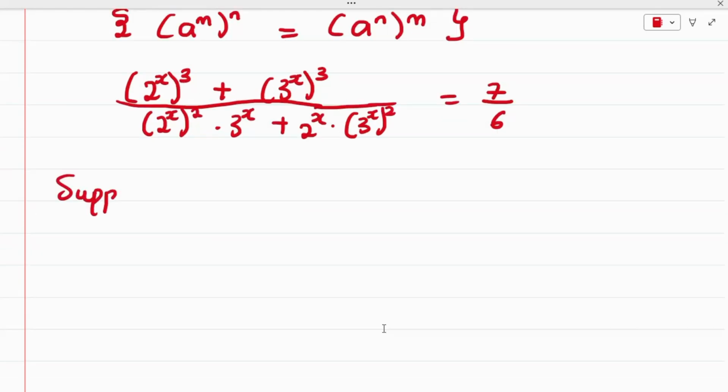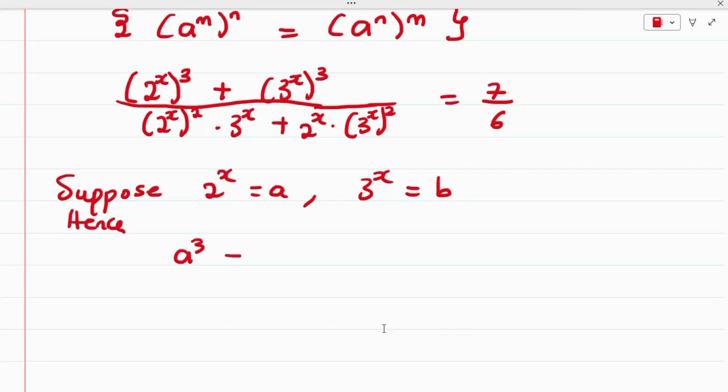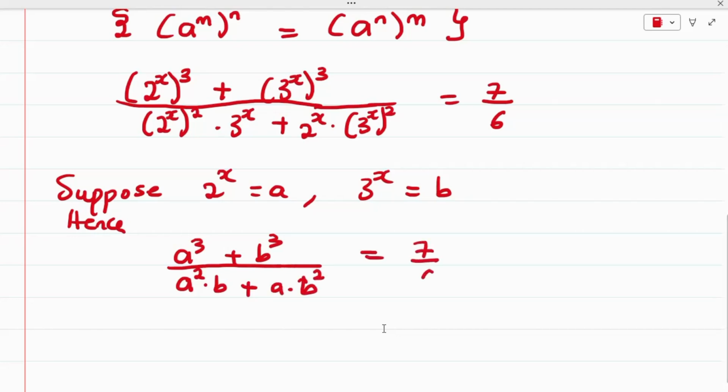So I'm going to suppose 2 raised to the power of x is equal to a and 3 raised to the power of x is equal to b. Hence we have the expression a cubed plus b cubed, divided by a squared b plus a b squared, and this is equal to 7 over 6.